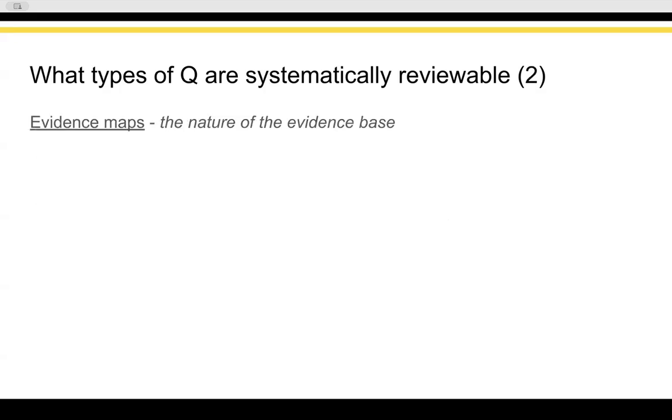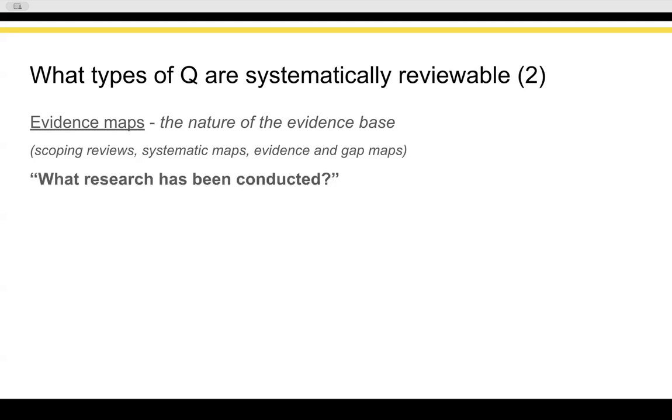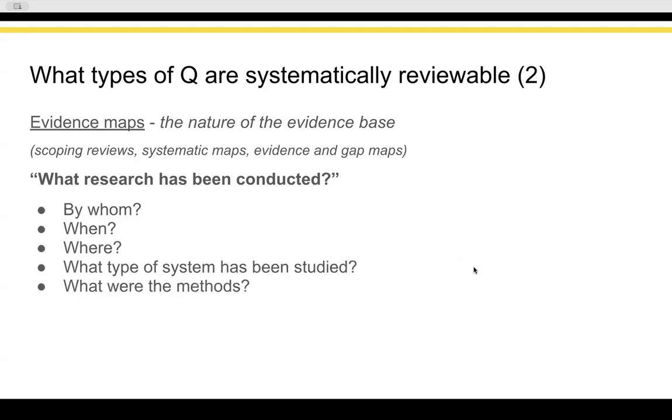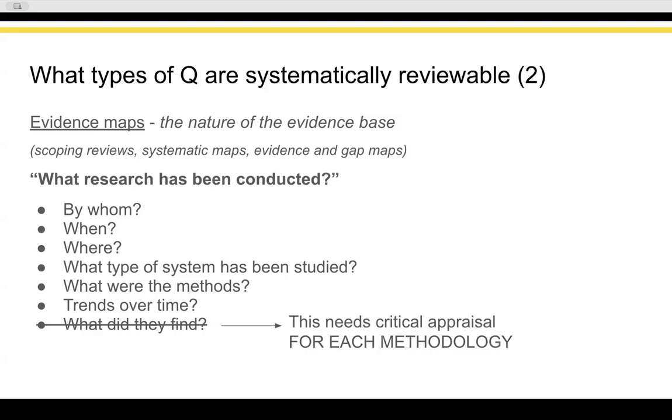So evidence maps, which I'm broadly defining here to include scoping reviews, systematic maps, evidence and gap maps, or evidence gap maps as they're differently defined, are essentially all asking what research is being conducted and what does it look like. They are asking questions like by whom, when, where, what type of systems are being studied, what were the methods, what were the trends in research over time, but they don't ask what did those studies find. And that's because evidence maps are just looking at the state of the evidence base.